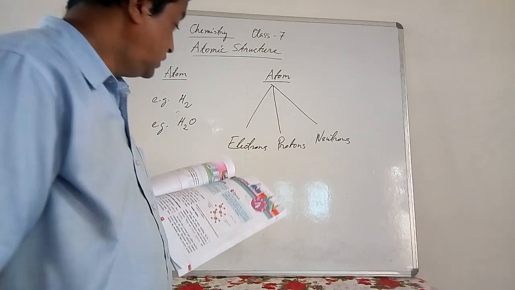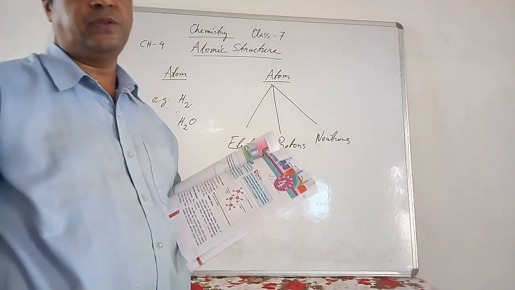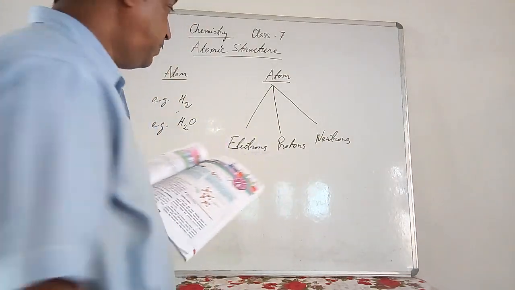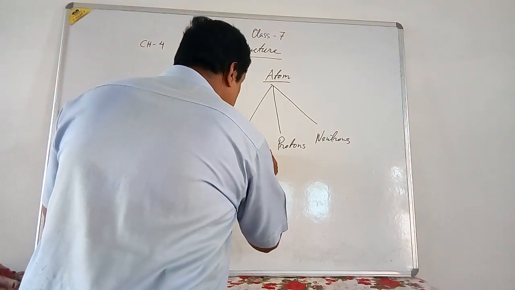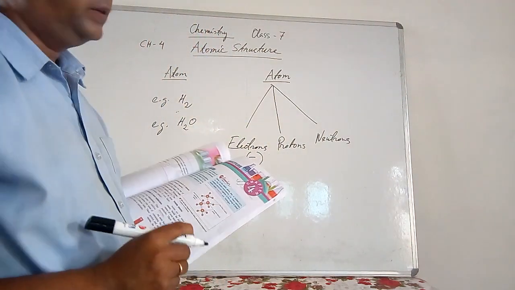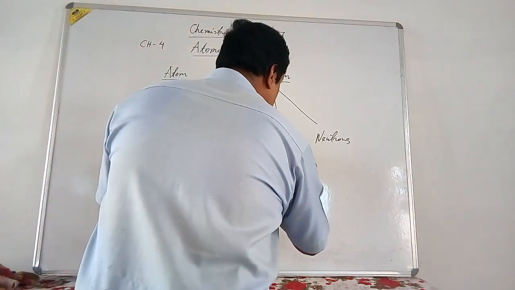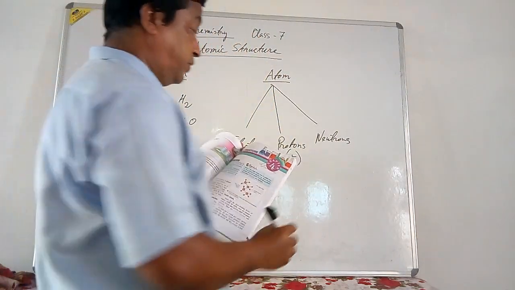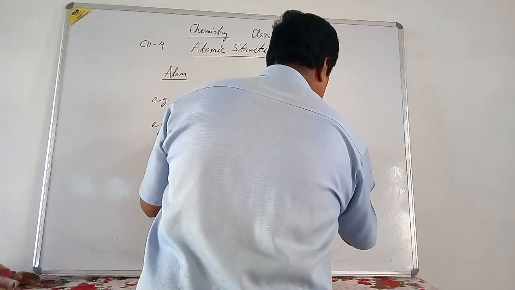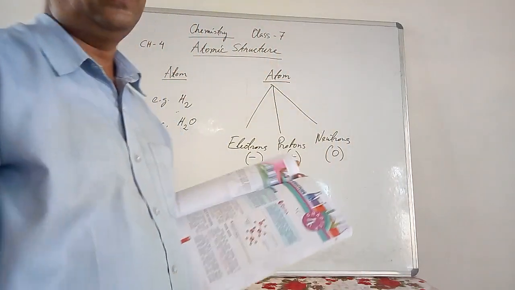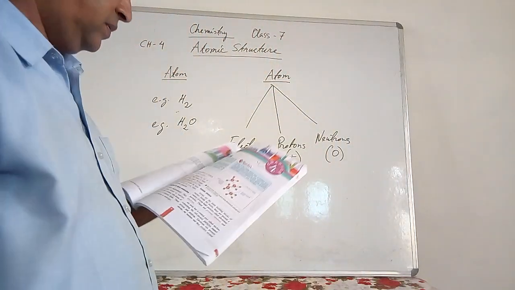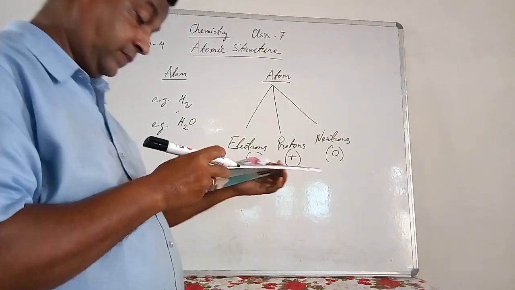Now as a property, electrons are negatively charged. Their charge is negative. Protons are positively charged, and for the neutron, the charge is 0. So the neutron is neutral, that is, there is no charge in it.